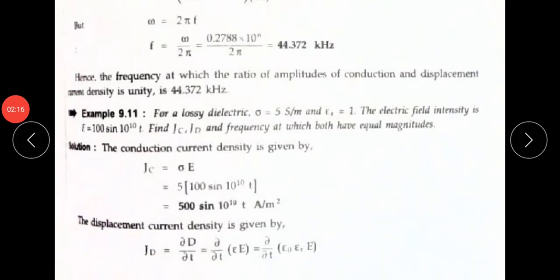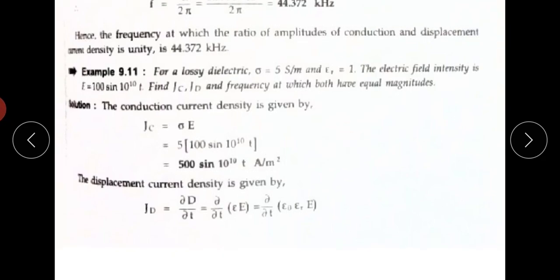Okay, next problem. For a lossy dielectric, sigma equals 5 Siemens per meter and epsilon r equals 1. The electric field intensity is E equals 100 sin 10 to the power of 10 t. Find Jc, Jd and the frequency at which both have equal magnitudes. Here E, sigma and epsilon r are given. Jc means conduction current density, Jd means displacement current density. Next, the frequency at which they have equal magnitudes.